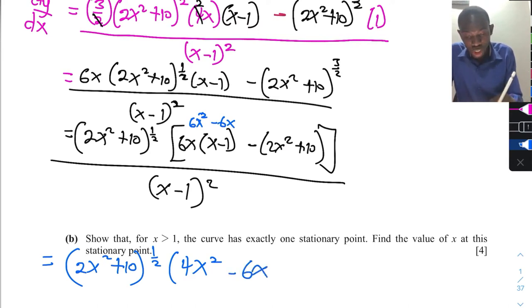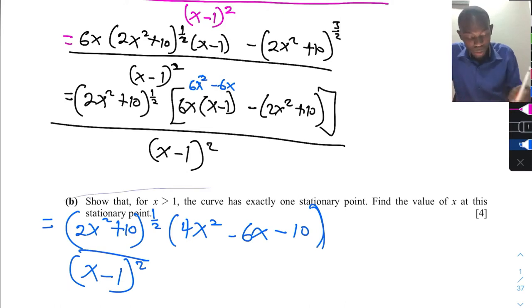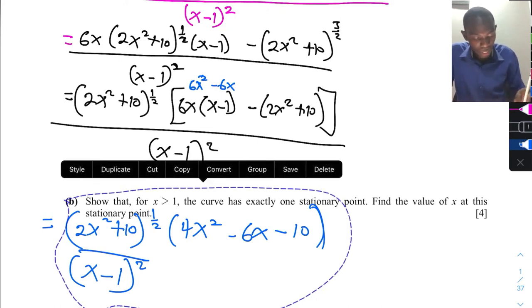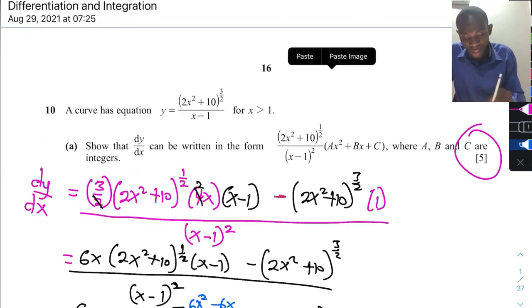Then finally, you have your negative 10. There's nothing for you to work with here, so we just put the negative 10 there. All right, and then you divide by your x minus 1 all squared. Now take note of this. I'm going to copy it, and then I'm going to paste it somewhere here.